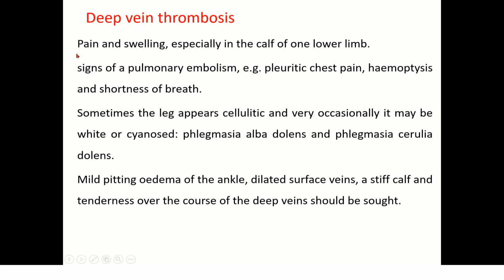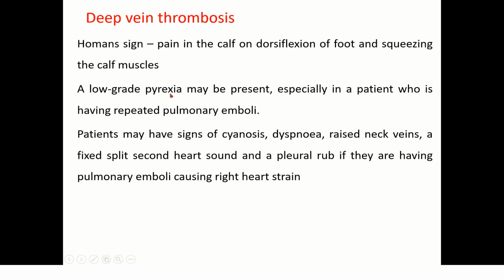Initially there will be pain and swelling, especially in the calf. The signs of pulmonary embolism, like pleuritic chest pain, hemoptysis or shortness of breath, appear when there is embolization. Sometimes the leg appears cellulitic and very occasionally it may be white or cyanosed. These conditions are called phlegmasia alba dolens or phlegmasia cerulea dolens. There might be mild pitting edema of the ankle, dilated surface veins, stiff calf and tenderness over the course of the deep veins.